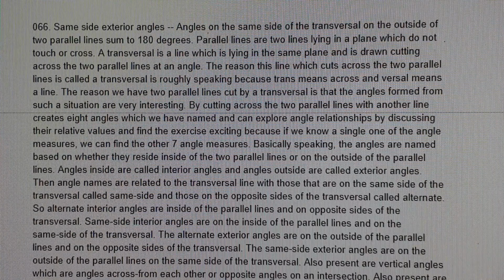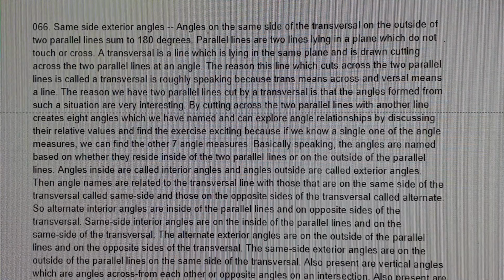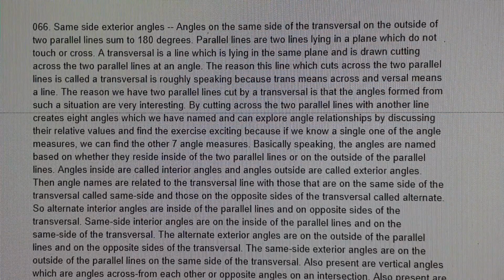There are only two types of relationships between all these angles. Either they are equal or they are supplementary, which means they add or sum to 180 degrees. Alternate interior angles are equal. Same side interior angles are supplementary. Alternate exterior angles are equal. Same side exterior angles are supplementary. Vertical angles are equal. Corresponding angles are equal. Adjacent angles are supplementary.